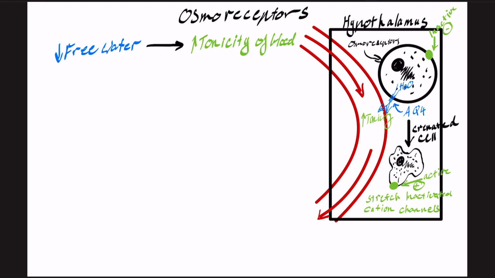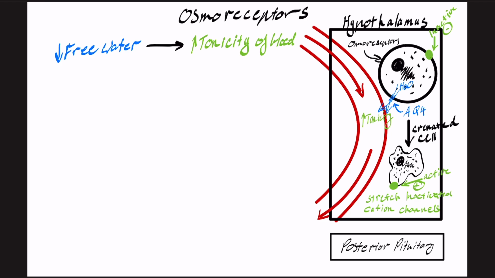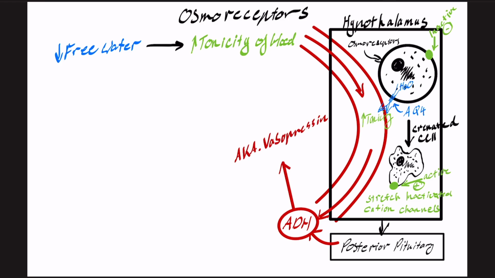This then activates voltage-gated sodium channels, which will then cause the release of antidiuretic hormone, which is a hormone made in the anterior hypothalamus that then goes down to the posterior pituitary through nerve endings and is then released into the systemic circulation. So antidiuretic hormone is also known as vasopressin, and I'll talk about that in a minute.